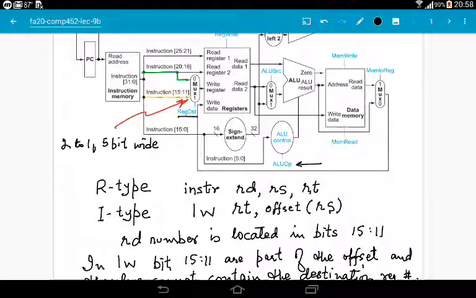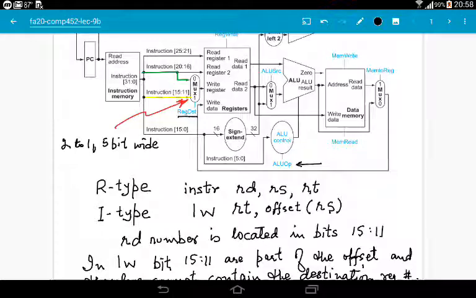I should actually clarify that in the set of instructions that we are implementing, that is the only case. Branch if equal is the only instruction being executed that is I-type, but ALU source is set to 0. Otherwise, ALU source is 0 for R-type instructions.